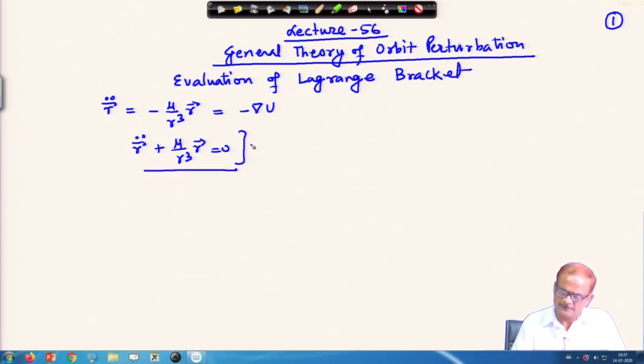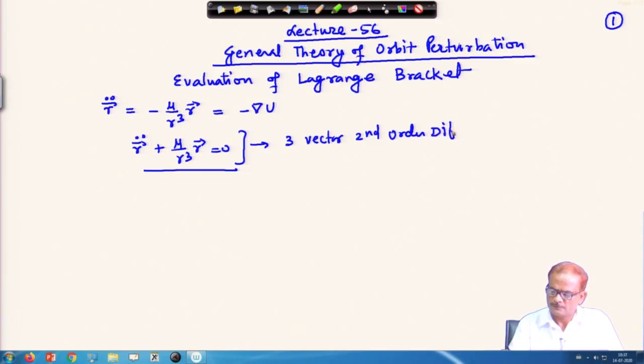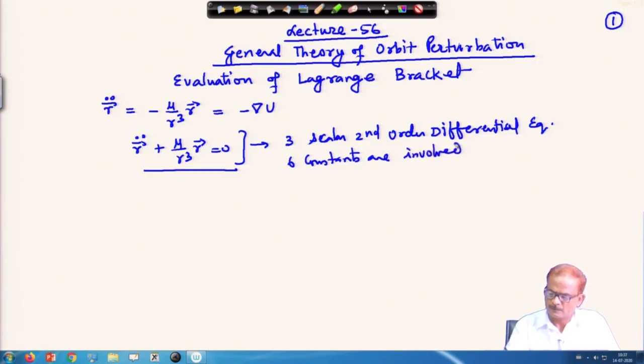Because this consists of three second order vector, or three scalar, this is a vector equation. So, three scalar second order differential equations. So, a total of 6 constants are involved in this. And already we have identified those constants: a, e, then i, small omega, and capital omega.